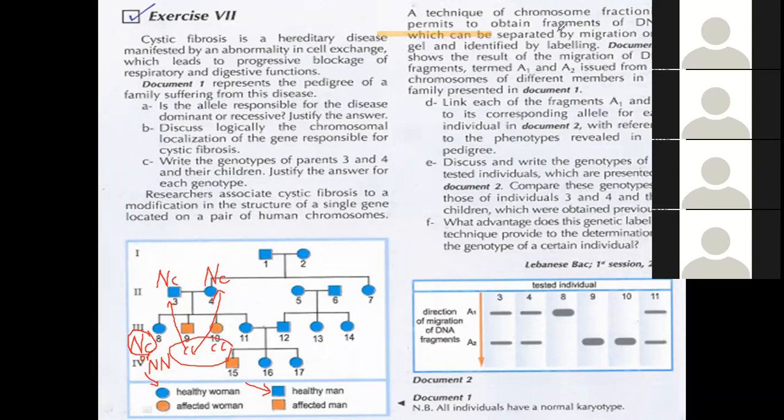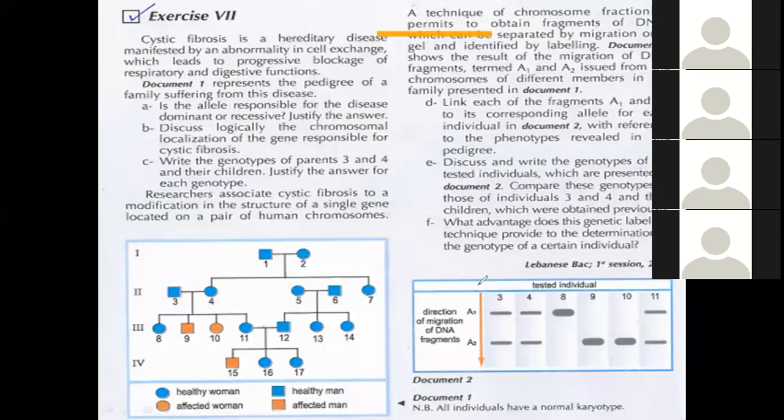Okay, so let's move now to document 2. The researchers associate cystic fibrosis to a modification in the structure of a single gene located in a pair of a human chromosome. A technique of chromosome fractioning permits us to obtain fragments of DNA that can be separated by migration on a gel. Document 2 shows the result of the migration of DNA fragments. They are termed A1 and A2. They are issued from the chromosomes of different members presented in document 1.